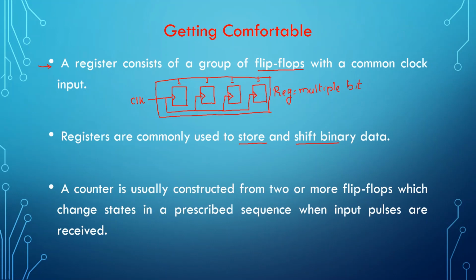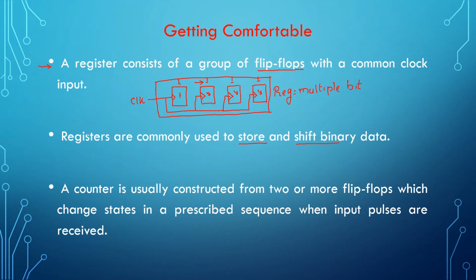Shifting means, let's say that I had one bit of data here, you had one bit of data here. This data can be shifted from this register to this register, and from this register you can shift it here, and from this register you can shift it here. The data can either be shifted to the right-hand side, or you can shift it to the left-hand side. So registers can be used to store the data or to shift the data. If you are using the registers to shift the data, you will be calling them shift registers, which I need to study in the future.